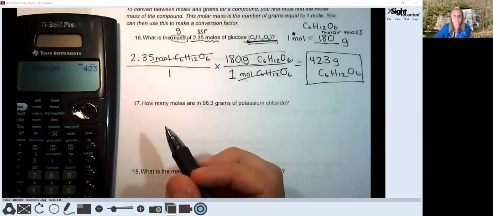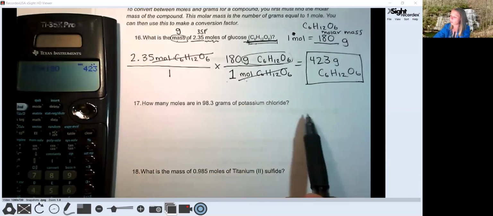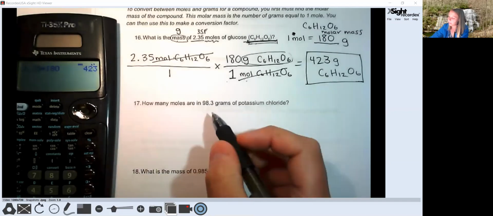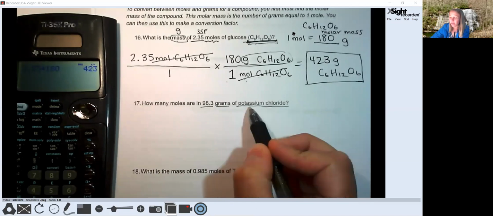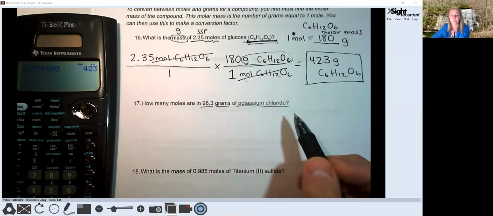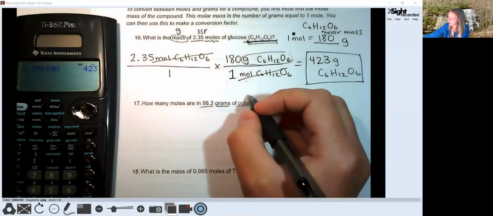Okay, so number 17, how many moles are in 98.3 grams of potassium chloride? So we're starting off the same way. We're going to write our value, our unit, and our substance. But I don't want to have to write potassium chloride, those words, out every time, so I'm going to figure out its formula. So to do that, I'm going to crisscross.